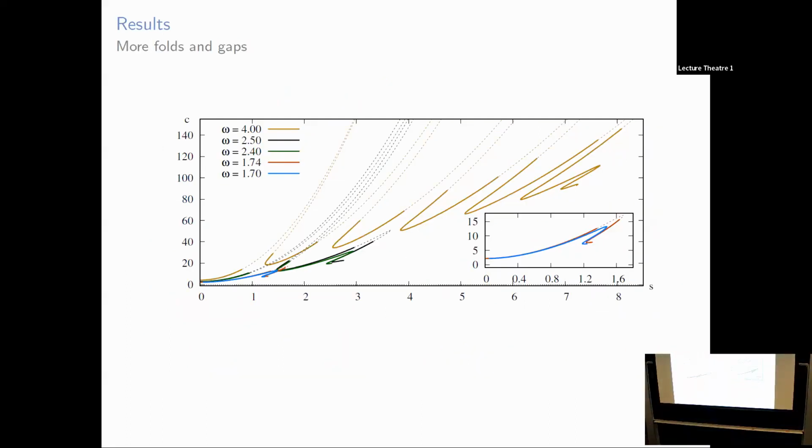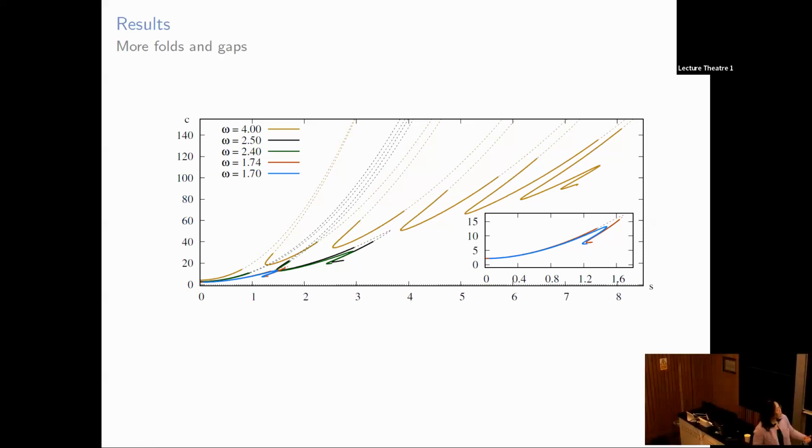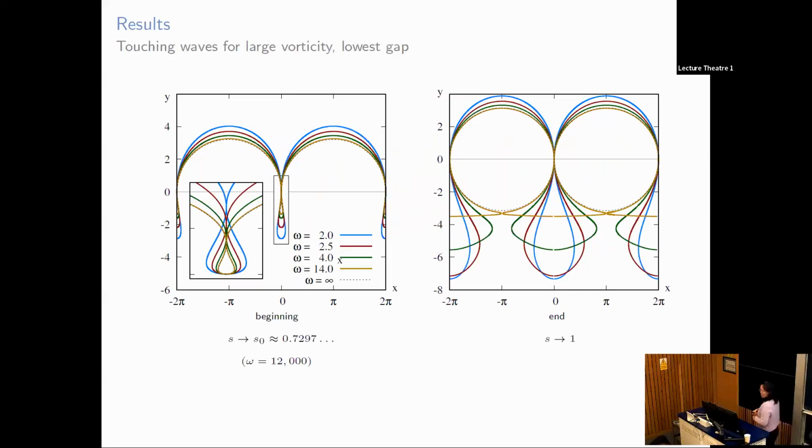So as you increase the value of vorticity, you increase the number of folds and gaps. For example, when omega is 4, then you have 5 folds and 5 gaps. And each gap here is bounded by two touching waves. This is a brand new phenomenon that didn't exist for the zero vorticity case. Right? So this is interesting, and that's why we decided to look at this case more closely.